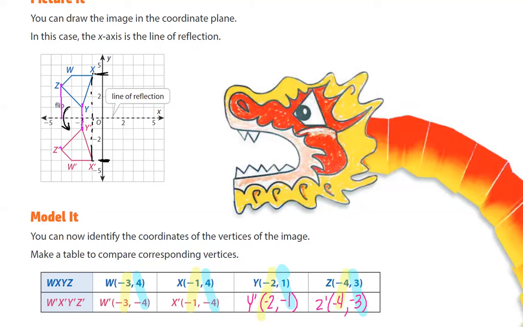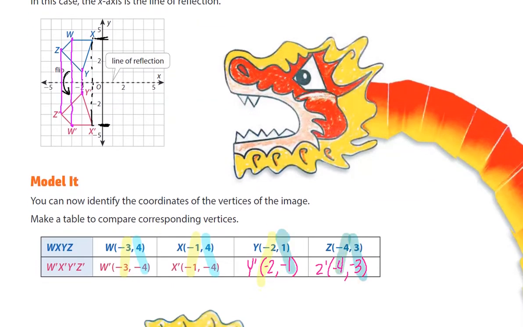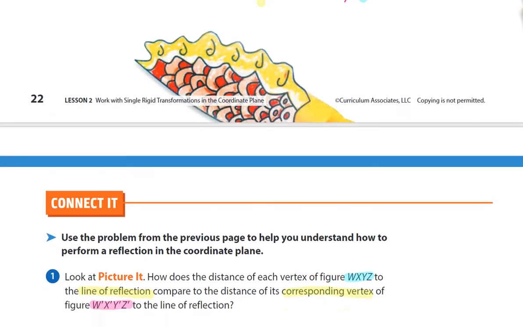How many spaces away do you think Z prime will be from the line of reflection? If you said 1, 2, 3, then you're good to go. You figured this out. Let's look at W and W prime. 1, 2, 3, 4. You can probably figure out by now it's 1, 2, 3, 4 on the other side. There we go. I'm not even going to do X because I think you already figured it out.